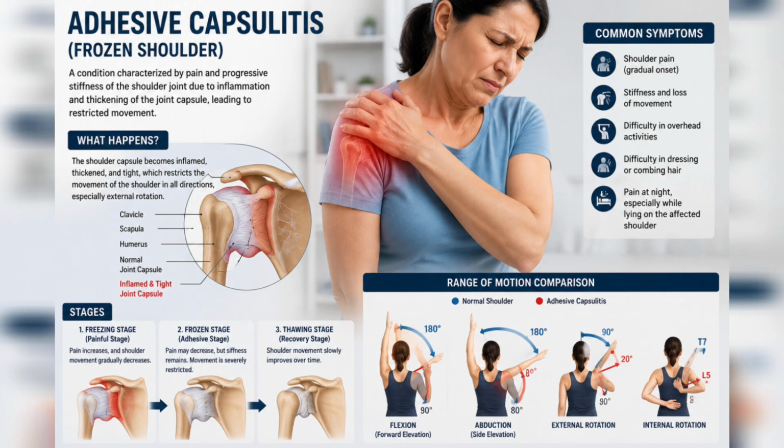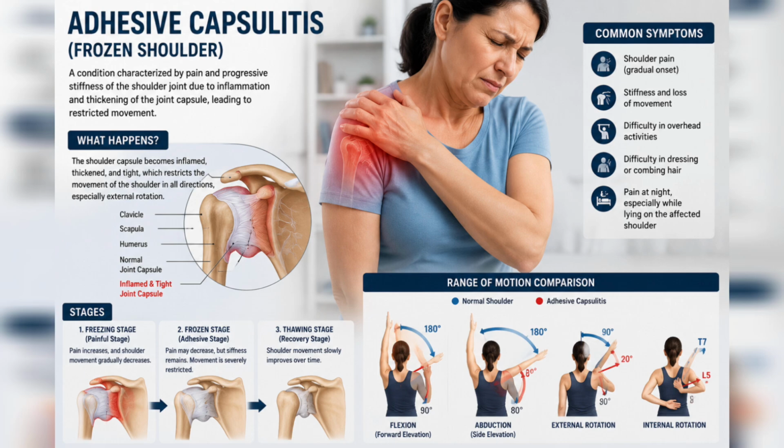Adhesive capsulitis is characterized by pain and progressive loss of both active and passive shoulder range of motion due to capsular inflammation and fibrosis. It commonly affects individuals between 40 and 60 years of age and is frequently associated with diabetes mellitus. So the question is, why is this the correct diagnosis?